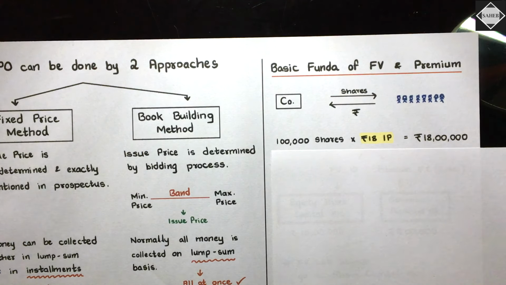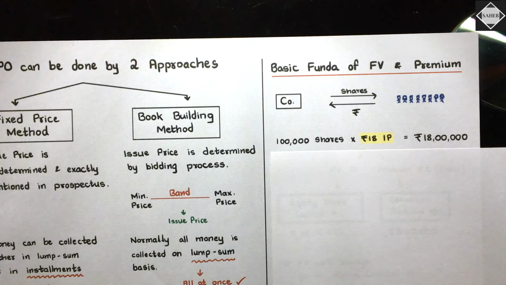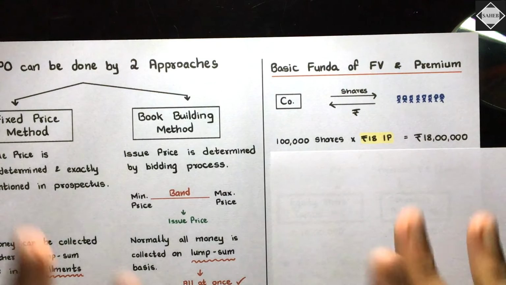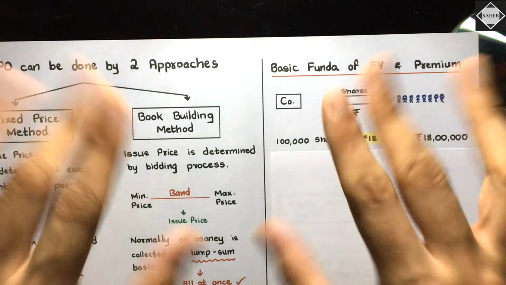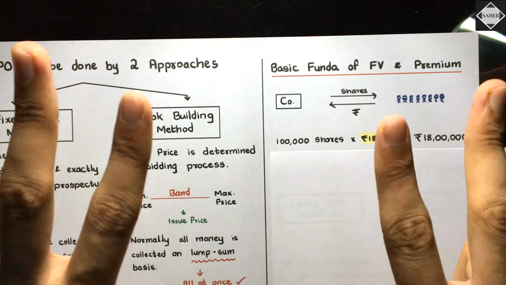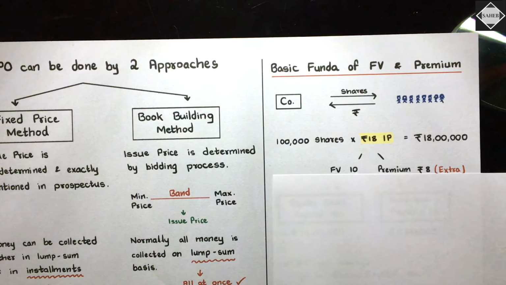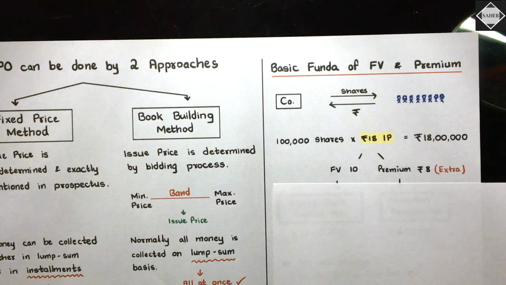Always remember, money follows the issue price only. Money plays its game on issue price. So 18 lakh money we are going to get. Now you have to understand, out of this 18 lakh, 10 lakh is our capital. Remaining 8 lakh is not our capital. That 8 lakh is called premium, extra money we have received. So you have to bifurcate this always.